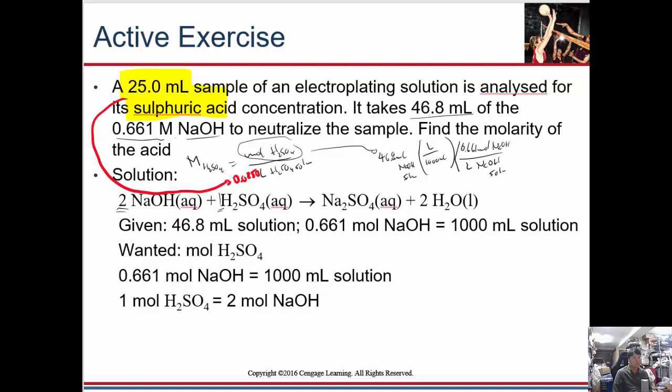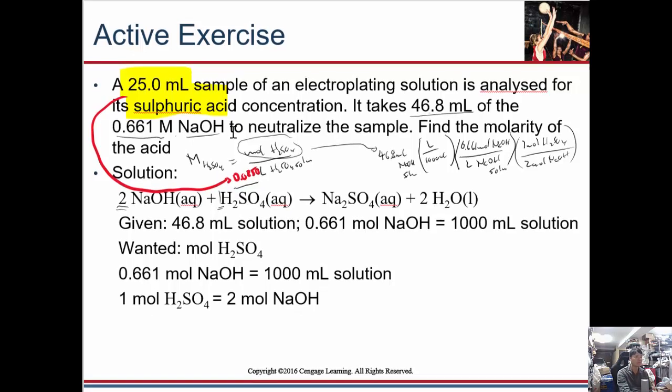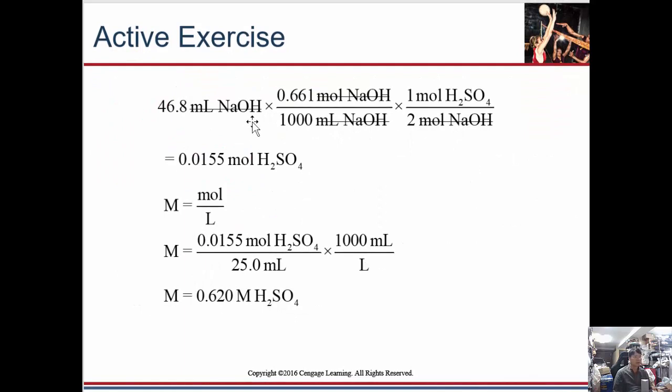or solution. And then it's a 1 mole of sulfuric acid for every 2 moles of sodium hydroxide. And all the units cancel except moles of sulfuric acid. So once we calculate the moles of sulfuric acid, then we just divide that by 0.025. And that should give us the molarity of the sulfuric acid in the electroplating solution. And so here they just did the conversion here. And then we get the molarity of the sulfuric acid.